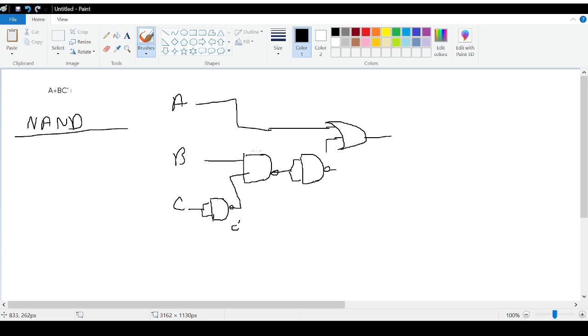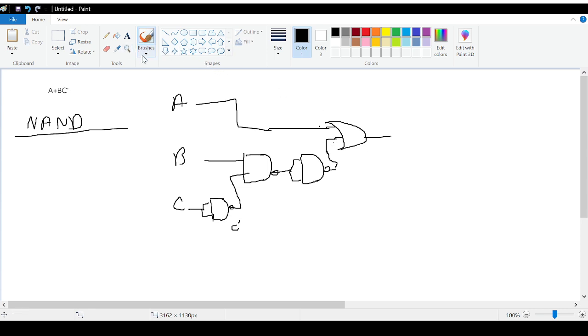All right. And next, what do we do? This is how it looks. Replace the OR gate. How do we do the OR gate? Two NOT gates, one NAND gate. Both the inputs should first go through a NOT gate, then a NAND gate.